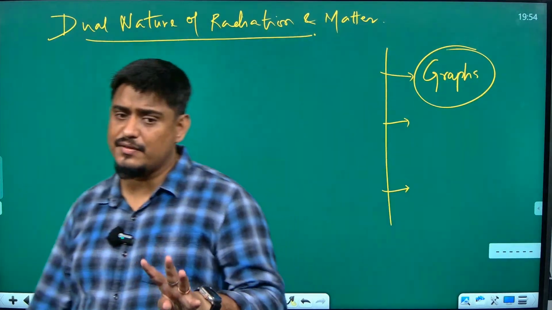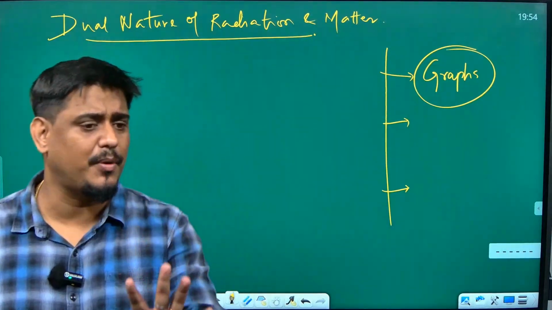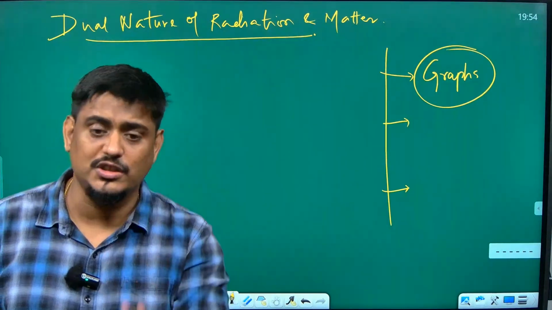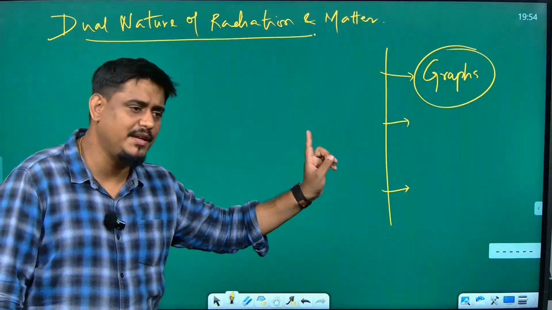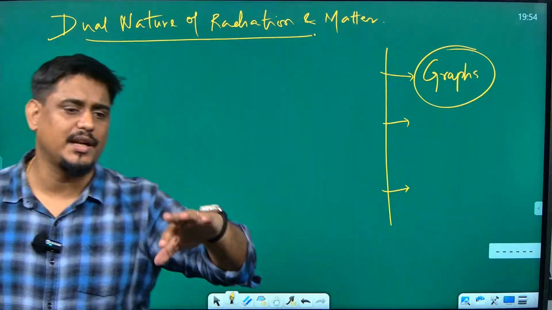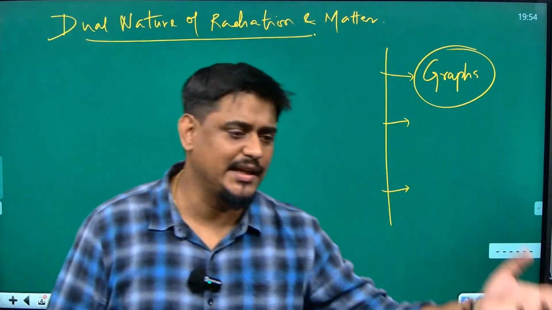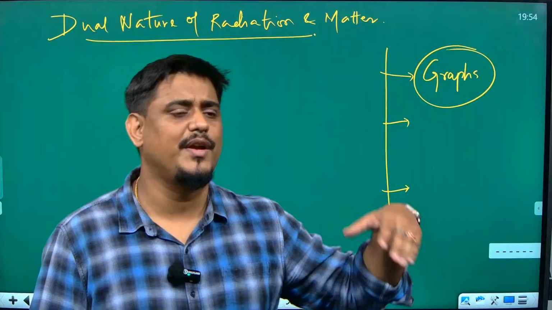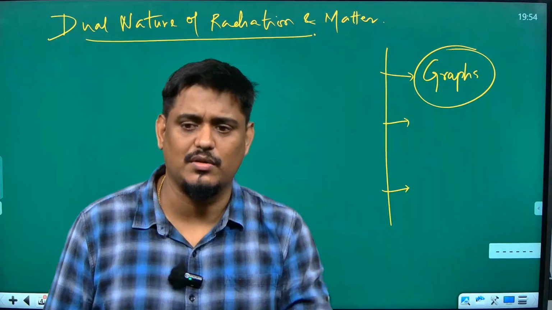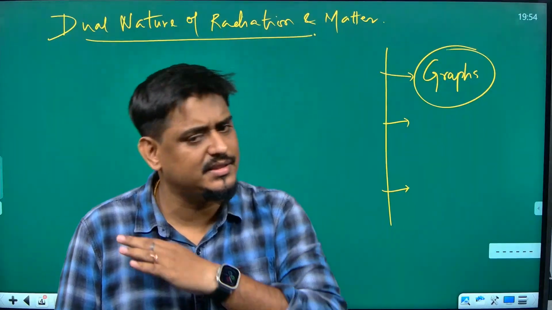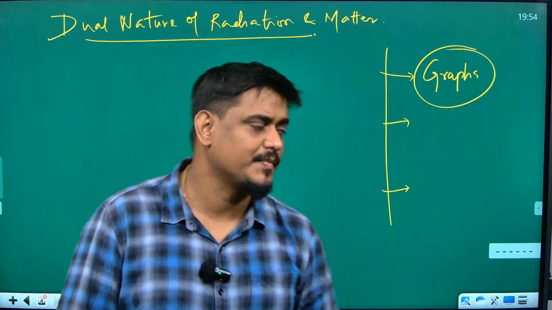There are 4 graphs. Each graph has its own importance, and the questions are definitely going to come from graphs. Graph drawn between the photoelectric current and the potential for varying intensity, constant frequency, or varying frequency, constant intensity. All these graphs, how they are drawn, how they come, the theory behind them, are definitely important for the board examination.